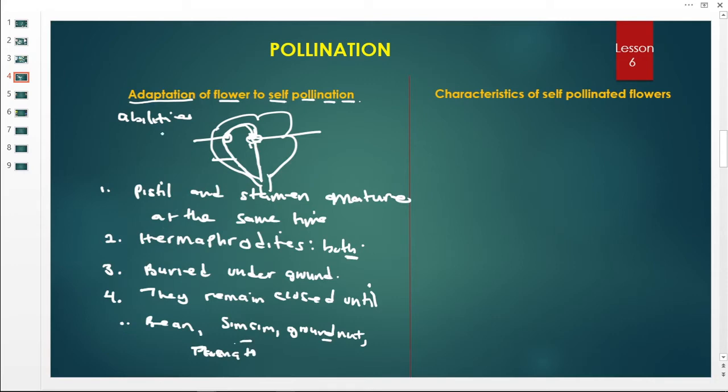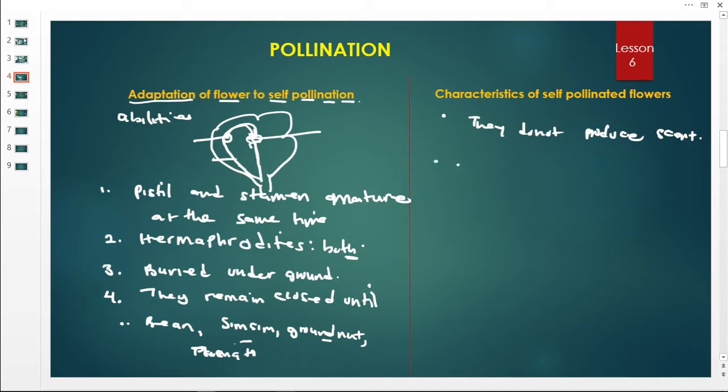Then after we have looked at the adaptations, the abilities, the things that make them have self-pollination, let us now look at their behavior when it comes to self-pollination. So let us look at the features, the characteristics of self-pollinated flowers. One, they do not produce scent. This scent is a good smell which helps to attract pollinators. So they don't need pollinators to come and carry pollen grains from their anthers to the stigma, because they can do it by themselves.